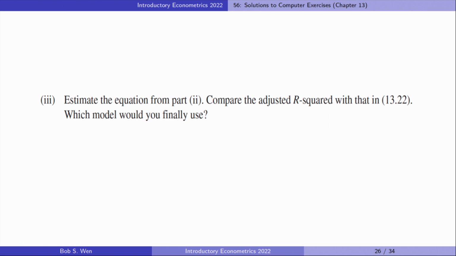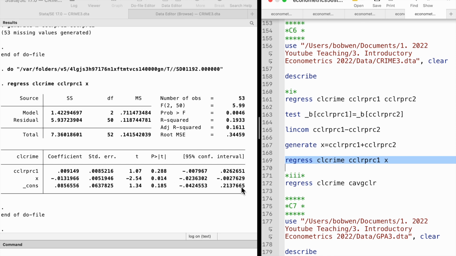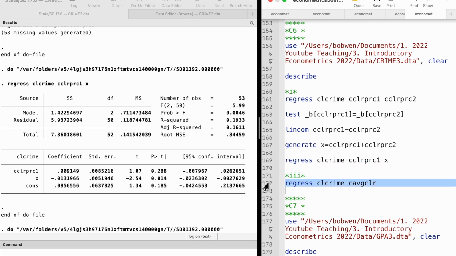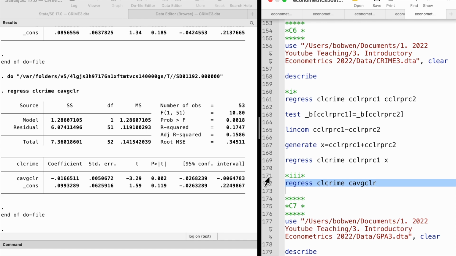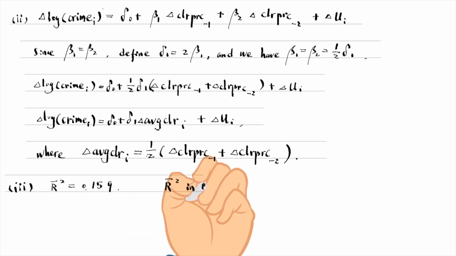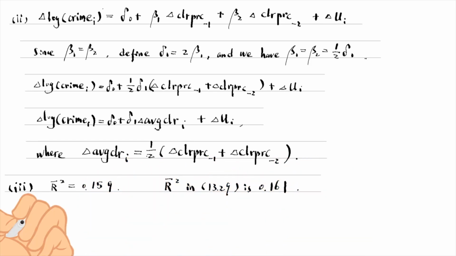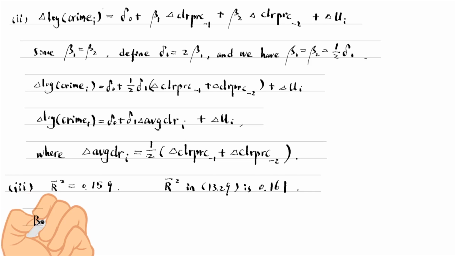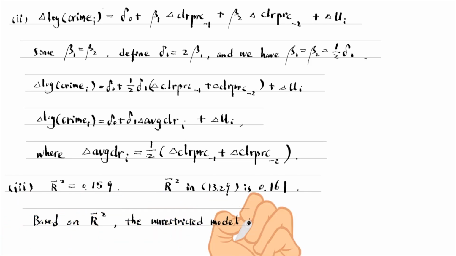In part 3, we estimate the equation from part 2. Compare the adjusted R squared with that in 13.29 in the textbook. Which model would you finally use? The adjusted R squared from the restricted equation in part 2 is 0.159, whereas the adjusted R squared from equation 13.29 in the textbook is 0.161, which is slightly higher. Based on the adjusted R squared, the unrestricted model in the textbook is preferred.